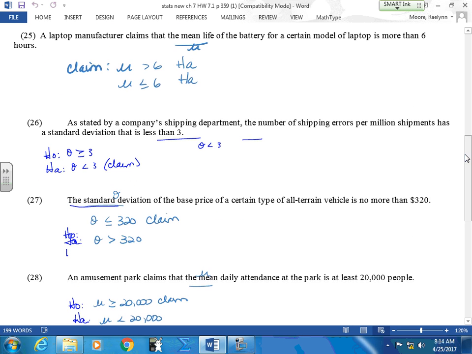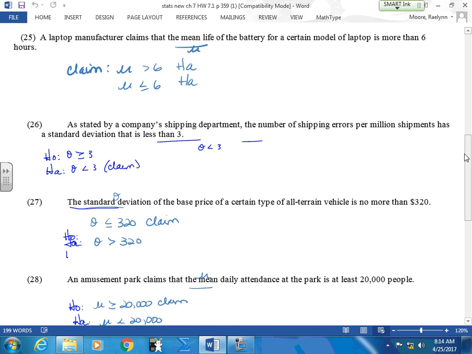Okay. 25 says a laptop manufacturer claims that the mean life of a battery for a certain model of laptop is more than 6 hours. Now, I'm the manufacturer. Would I claim that it is less than 6 hours? No. I'm, of course, going to claim it's more than 6 hours. I want you to buy this. The most annoying thing is when your battery goes out all the time, right? So if I tell you it's more than 6 hours and you start using this and you say, I'm not getting 6 hours on my battery, your counter is going to say it's less than 6 hours. But me, the manufacturer, you're getting at least 6 hours. It's more than 6 hours.